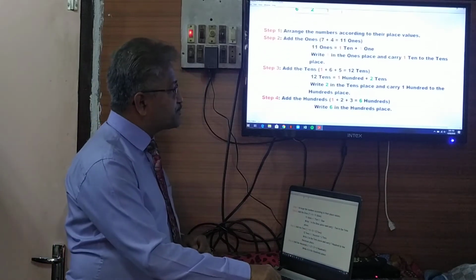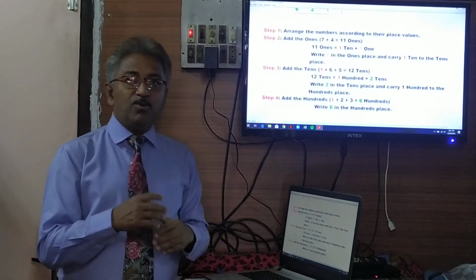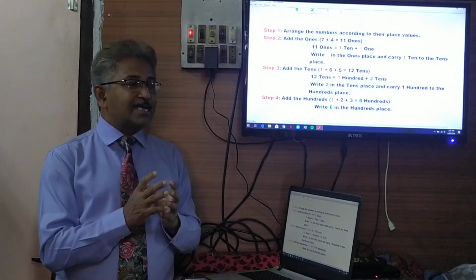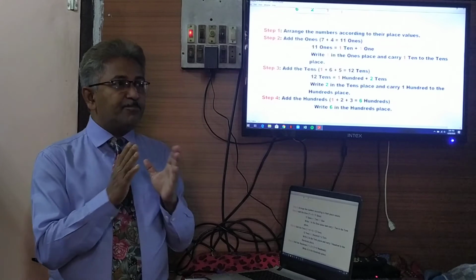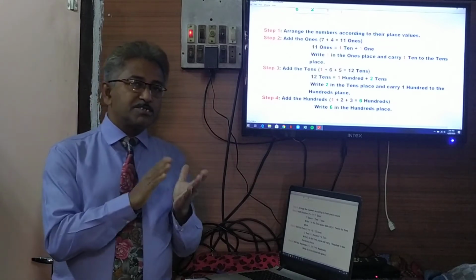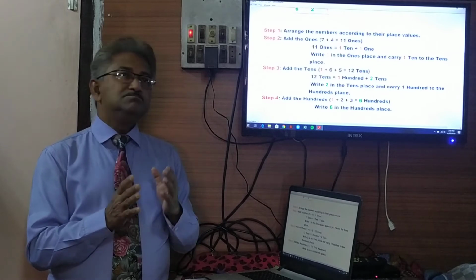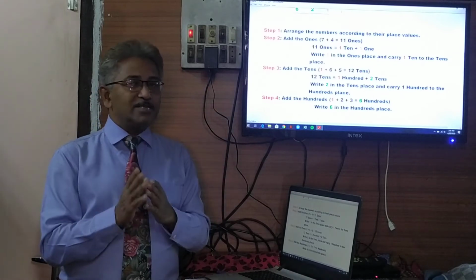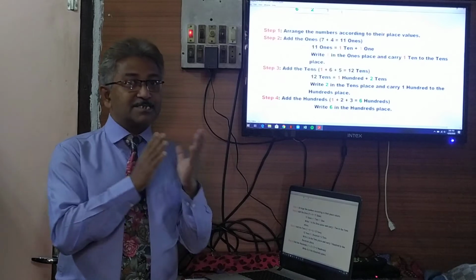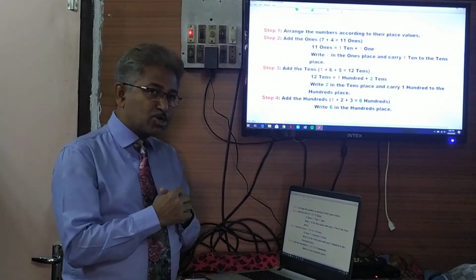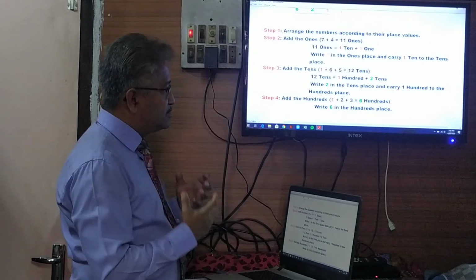Now if you've noticed from here, when we are regrouping, we are taking the number and breaking it up or separating it into its place values. So either we have a tens and a ones, or we have a hundreds and a tens. As a result, we move into the next column and therefore we get the answer.